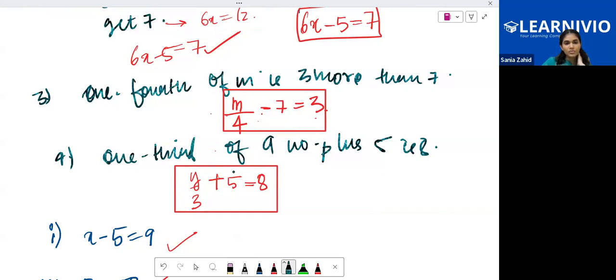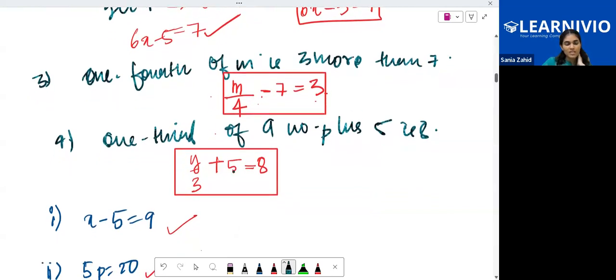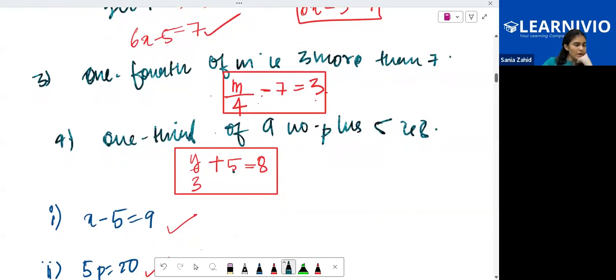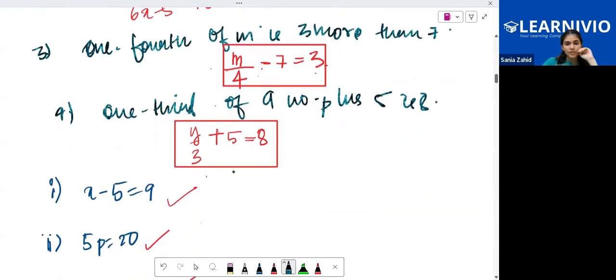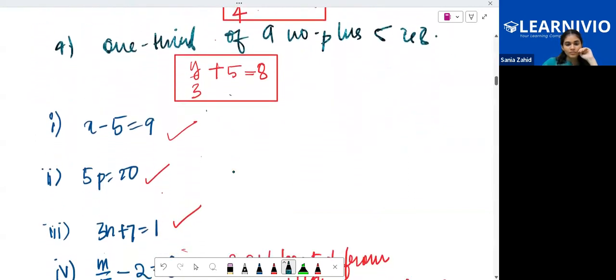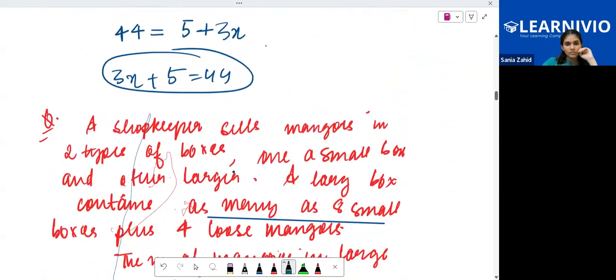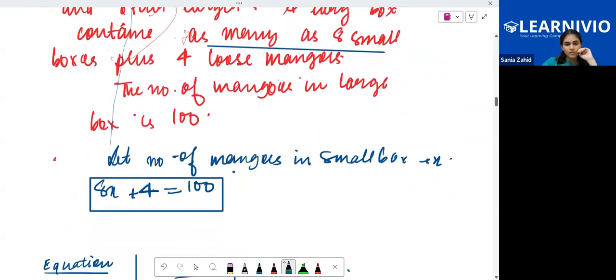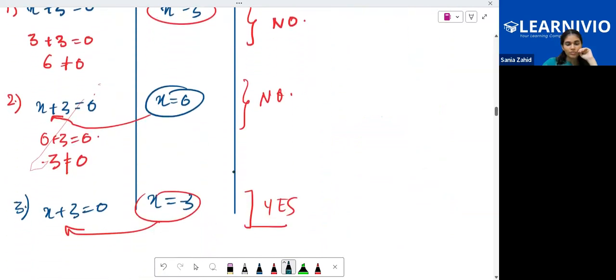Fine. Then it is 1/3 of a number plus 5 is 8. So what is 1/3 of a number? A number can be anything. It can be x, it can be y, it can be z, anything. So y by 3 plus 5 will give you 8. Fine. Okay, so this is how you can form the equations.